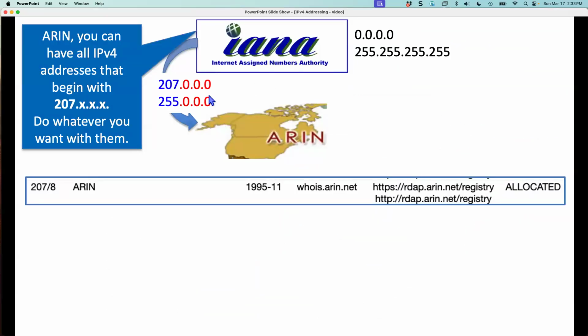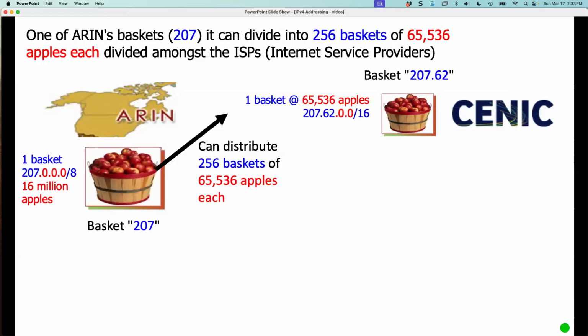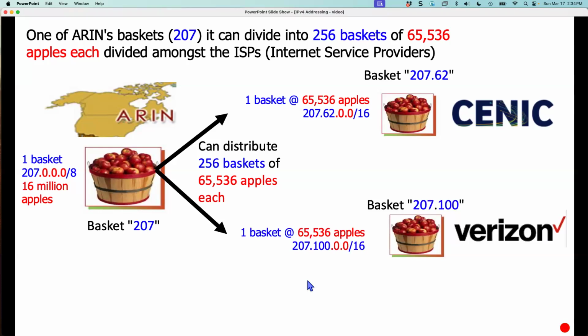But let's take a look at the 207/8, the 207 basket. That went to ARIN, the regional internet registry for Canada and the United States. What did ARIN do with it? Well, they divided that basket. They said, I got the 207 basket, I'm going to give the 207.62 basket, a /16, 65,000 plus addresses, to CENIC. CENIC is the ISP for the California K through 20, the entire school system within the state of California. That includes primary schools, high schools, county offices of education, community colleges, state universities, the University of California, and others.